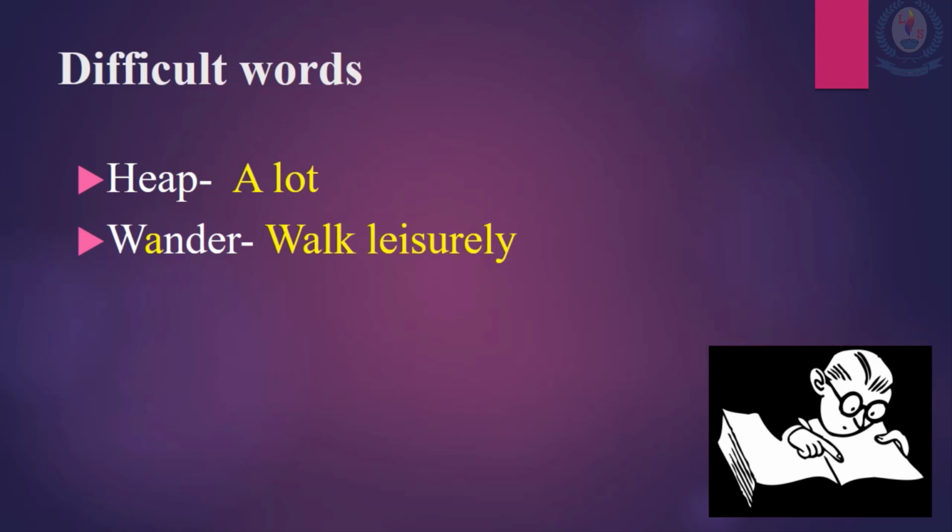Now that is the first chapter of Alice in Wonderland, an amazing book written by Lewis Carroll. And in this chapter we have found two difficult words. First one, heap. The meaning is a lot. The next word is wander. This means walk leisurely.